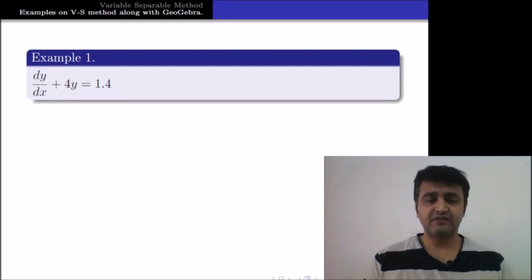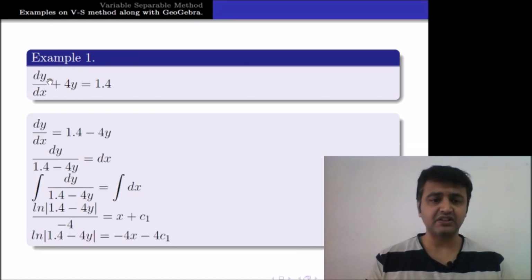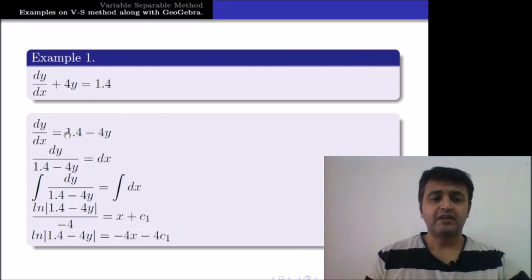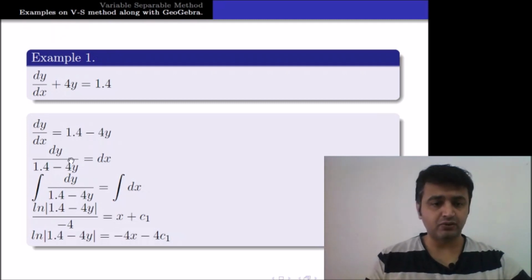If I take this first order linear differential equation, dy by dx plus 4y equals 1.4, this is first order as well as linear. As you can see, if I take 4y to the right hand side and divide, all the dependent variable terms and dy are on one side and dx is on the other side. In the second step, I could separate the variables.